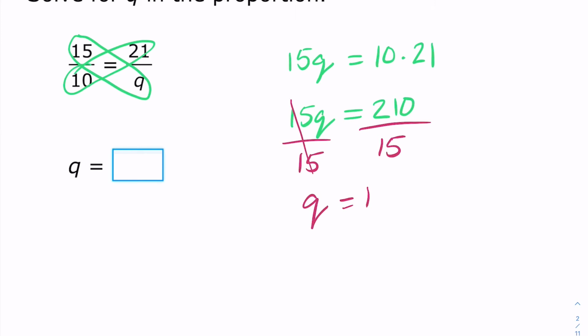Oh, I'm not sure what happened. My pencil stopped working. Give me a second. Maybe I used it all. Nope. Okay. That's really weird. There we go. Okay, Q is 14.